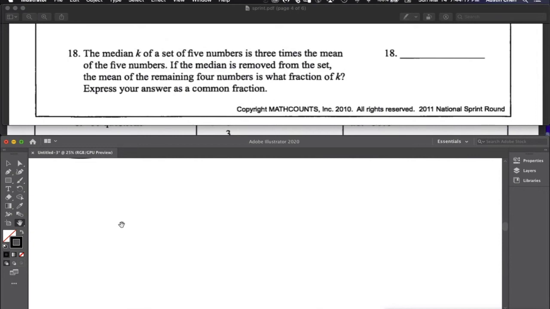Number 18. The median k of a set of 5 numbers is 3 times the mean of the 5 numbers. If the median is removed from the set, the mean of the remaining 4 numbers is what fraction of k? Express your answer as a common fraction.